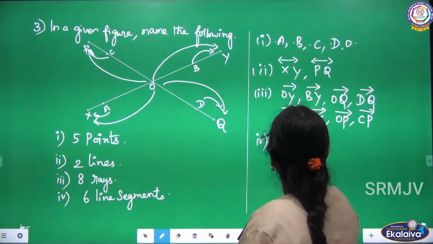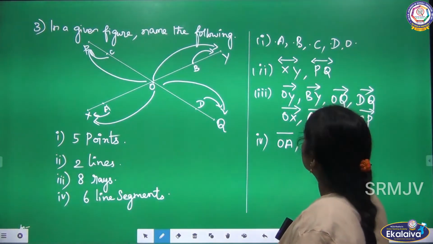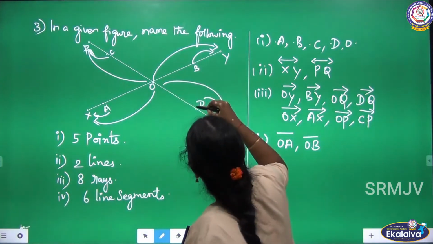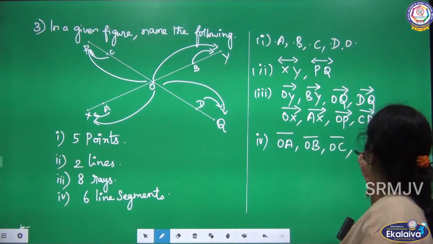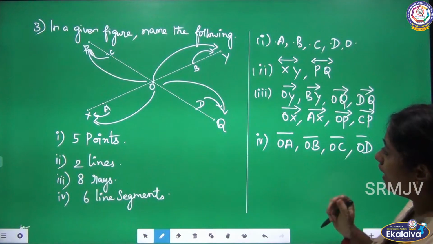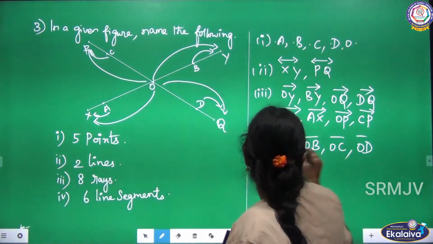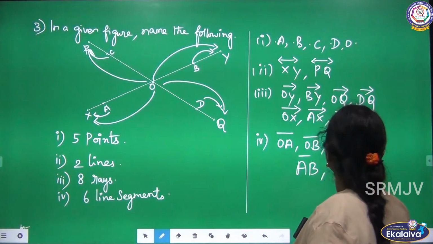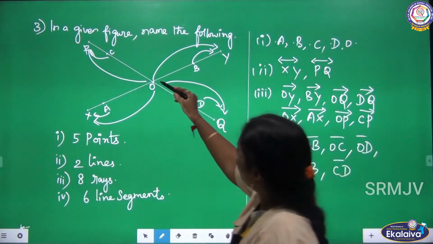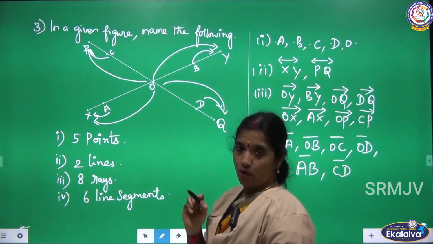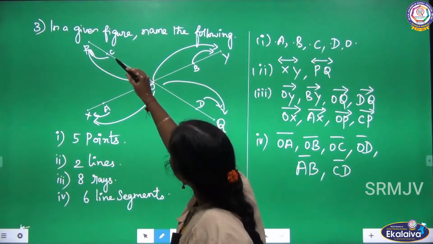Okay, OA. Next, OB. See, OB, OD, OC. Okay, OA, OB, OC, OD. Okay, still 2 I have to write. What is that? AB as well as CD. So these are the 6 line segments. Got it? So OA, I know the starting point as well as the end point. Starting point, end point.